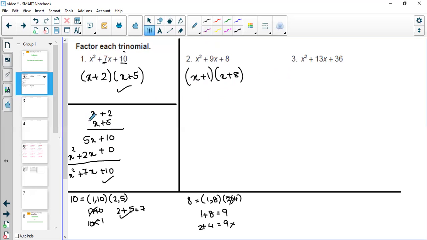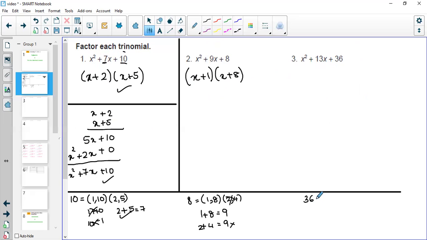Now, you could go ahead and check whether your factorization is correct by using this method, or you could even use the FOIL method for multiplying these two factors. Right, so let's move to this question. Which number are we going to find the factors for? Definitely for C, which is 36.